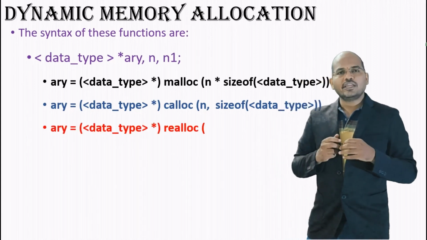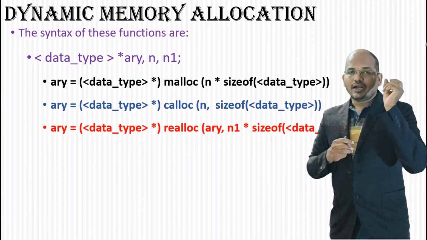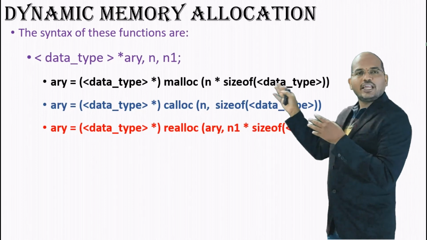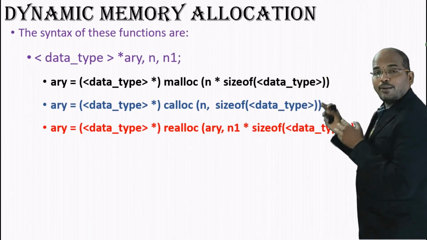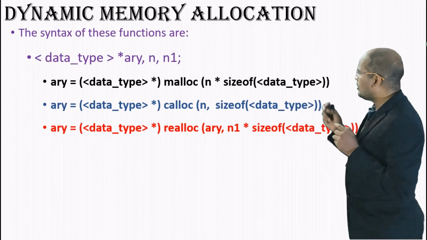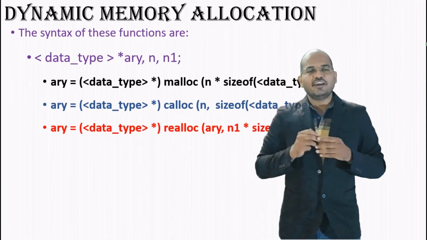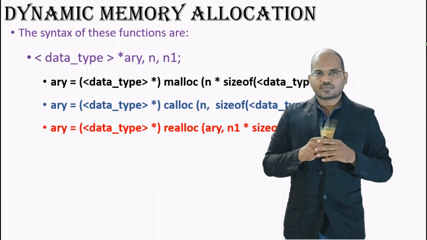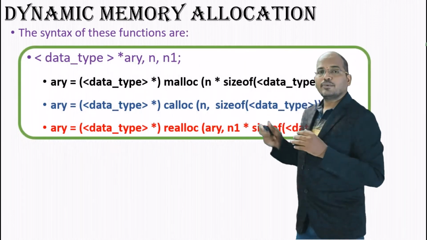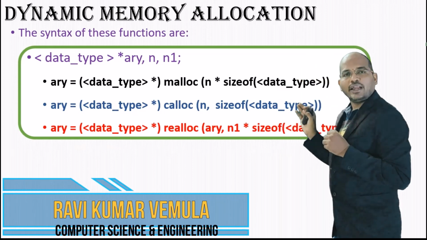Now what is realloc? Realloc follows the same story with a small change. Now I need to modify my space declared initially using a new size. So it is ARY is equal to data type star realloc, and I am modifying my array using size n1. So it is n1 times size of data type. And if you observe carefully, malloc, calloc and realloc all return a void type pointer. So you need to typecast them into the required data type. Hence we say data type star. So these are the syntaxes of malloc, calloc and realloc.